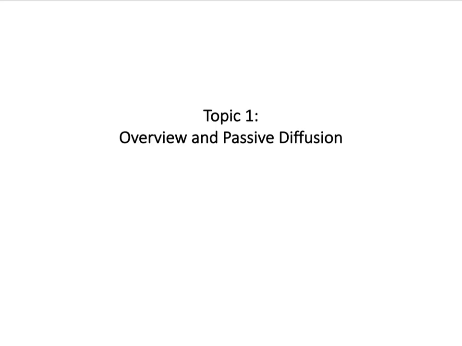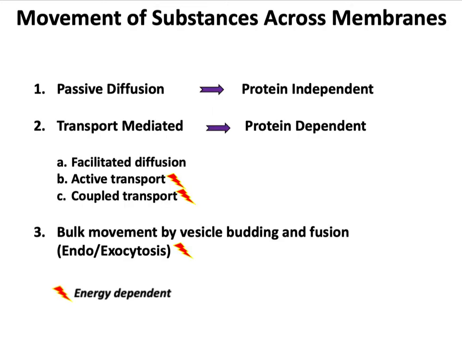of the cell. First, I will give you a brief overview of the topic and talk about diffusion across the plasma membrane without the involvement of any transport proteins. Cells can move substances across membranes by a number of processes. They can use passive diffusion, which does not depend on the existence of any protein.